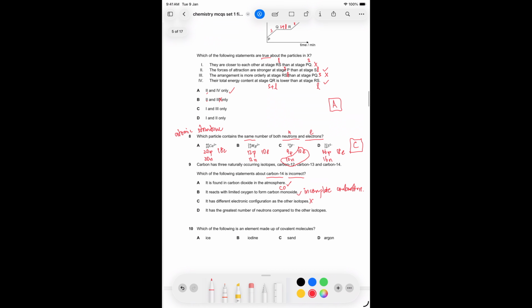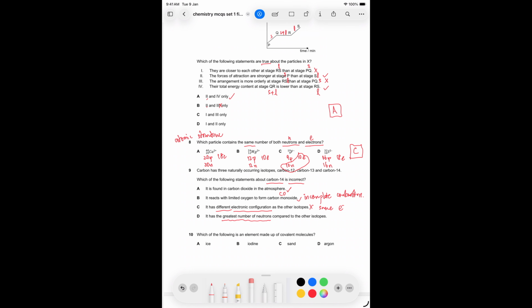So it has different electronic configuration. That is definitely wrong. Although they are isotopes, the number of electrons is the same. Same electrons, so their electronic configuration will be the same as well. D will be true as well.